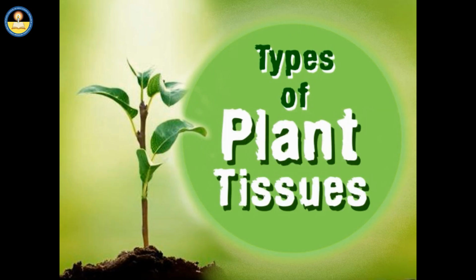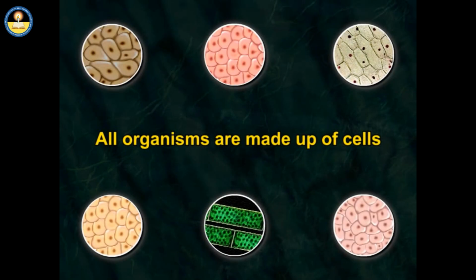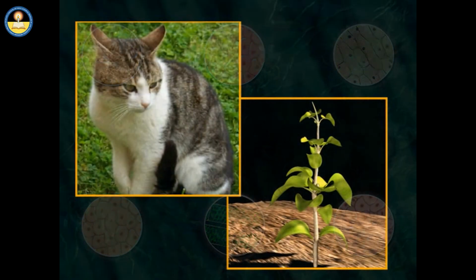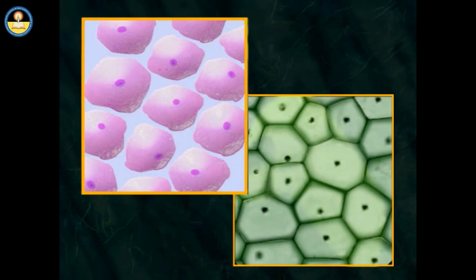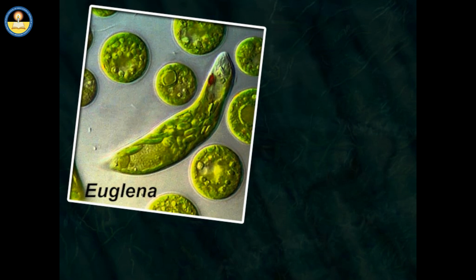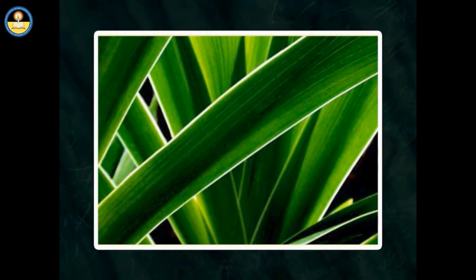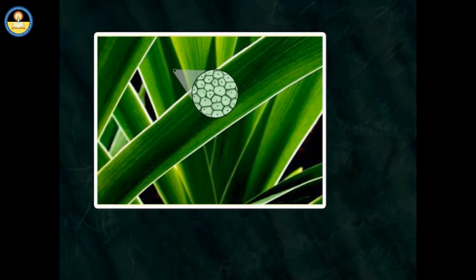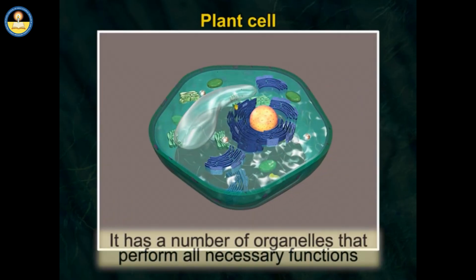Types of plant tissues. All organisms are made up of cells. While the number of cells in plants and animals varies from species to species, a living organism may comprise a single cell like in Euglena or billions of cells as in a tree. An individual plant contains many types of cells, each adapted to perform a particular function.